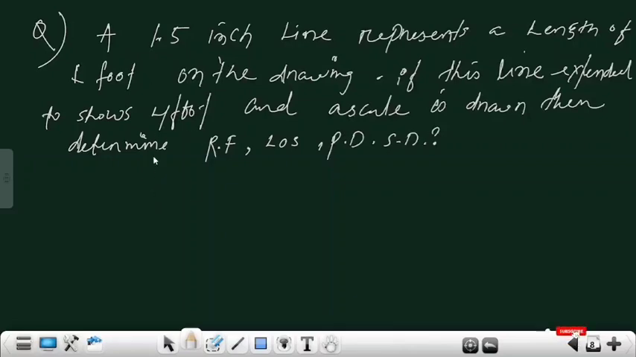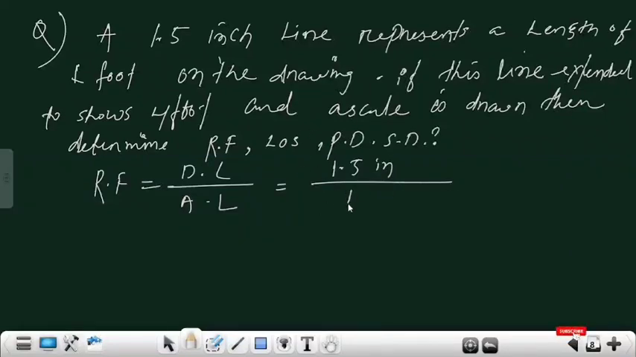So the drawing length is given as 1.5 inch and the actual length is 1 foot. That means the actual object. We know the representative factor formula is drawing length divided by actual length. So the drawing length is 1.5 inch and the actual length is 1 foot, and 1 foot in inch is equal to 12 inch. After calculating we get 1 by 8. This is unitless.